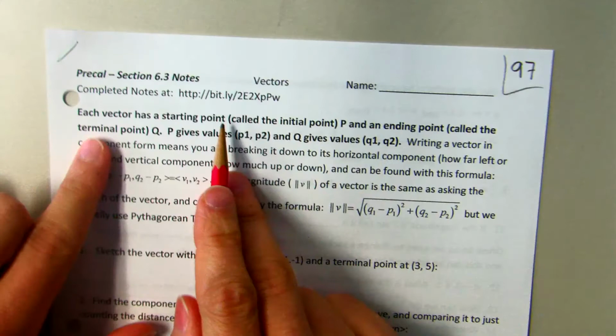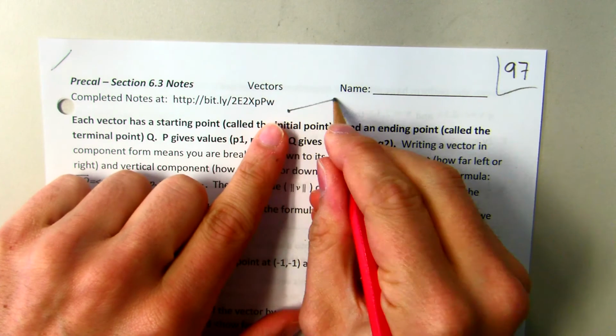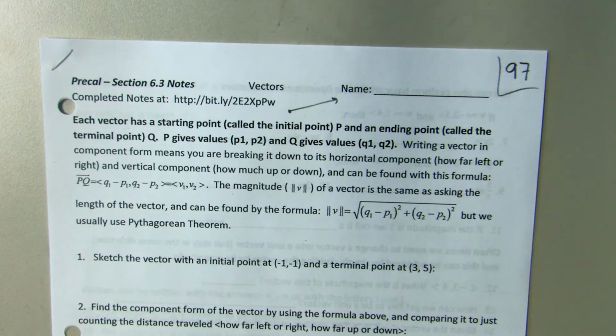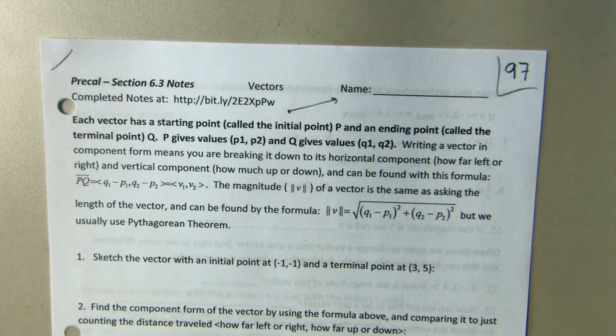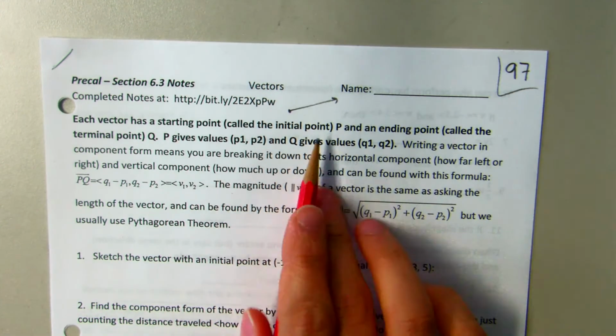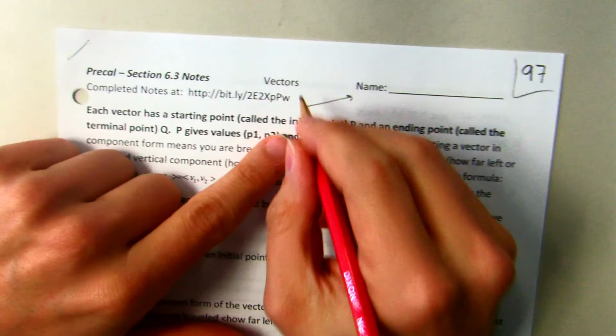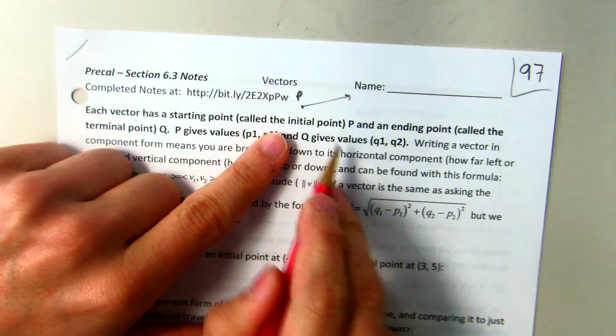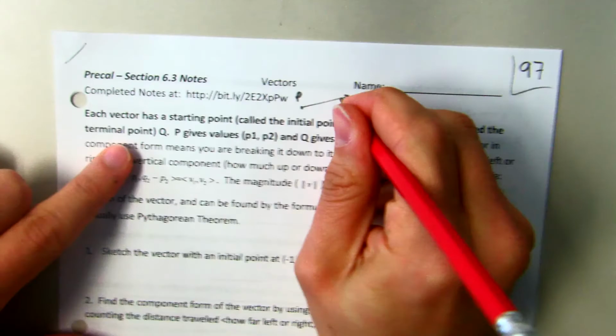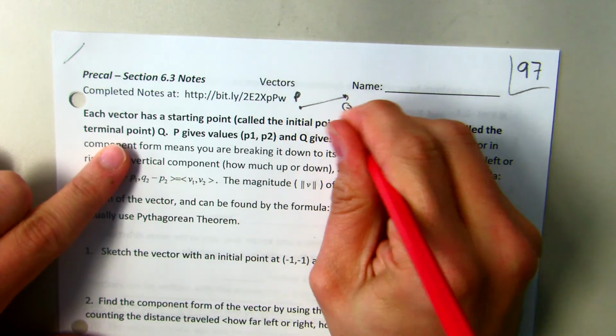All right, so a vector is when you have a starting point and an ending point. So in geometry, you would call that a ray. We know where you start, we know the direction you're headed, and usually the length of the vector represents something like a speed or a distance. Normally, we will call the initial point P, and the ending point, the terminal point Q.